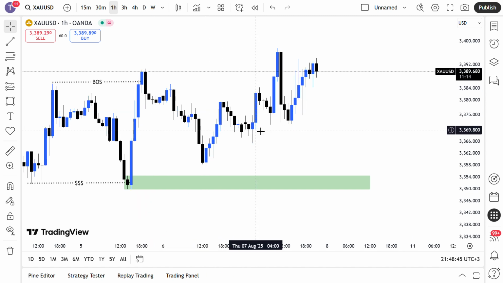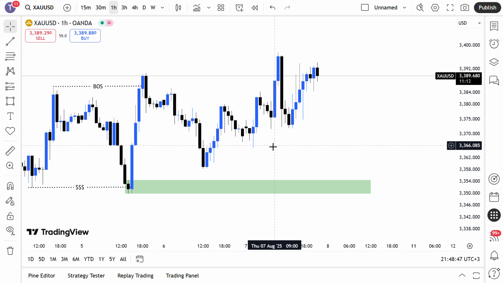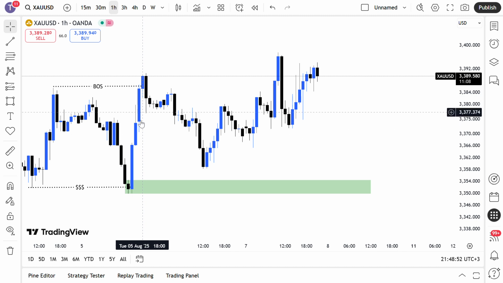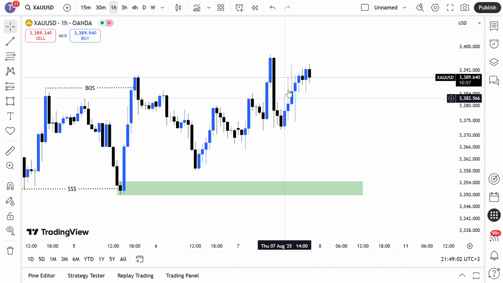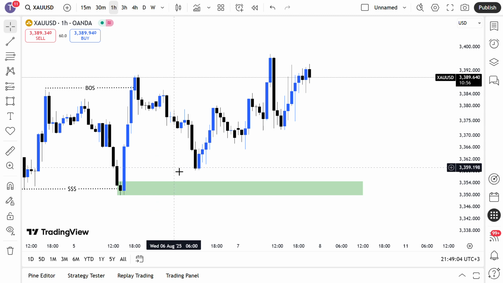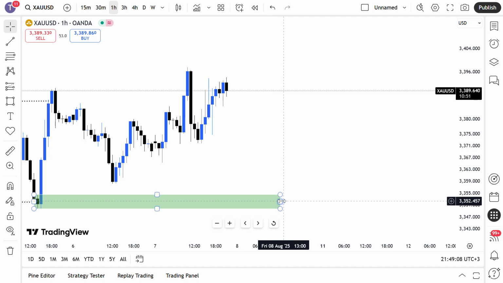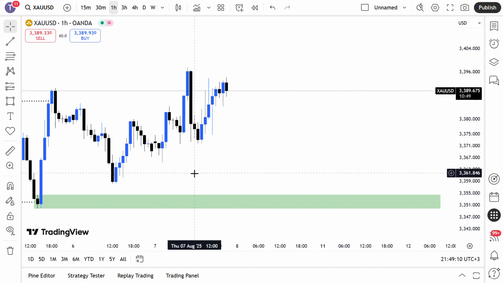And you need to understand, when the imbalance is filled partially, that means there are still some orders that were not filled inside here. So the market will be very interested to pull back down to take out this inducement and tap into the order block before looking for more buys.